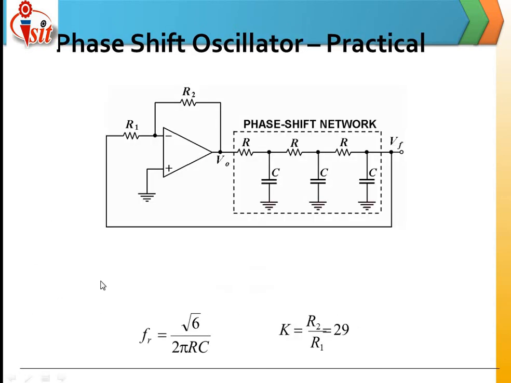Along with this, the phase shift oscillator, that is a practical oscillator, is given over here. That is a phase shift network, that is R1, R2. Then R1 and R2 will be equated by using that phase shift network, and here we are getting the frequency output. It is under root of 6 divided by 2 pi RC. Then K is equal to R2 divided by R1, which is equal to 29.